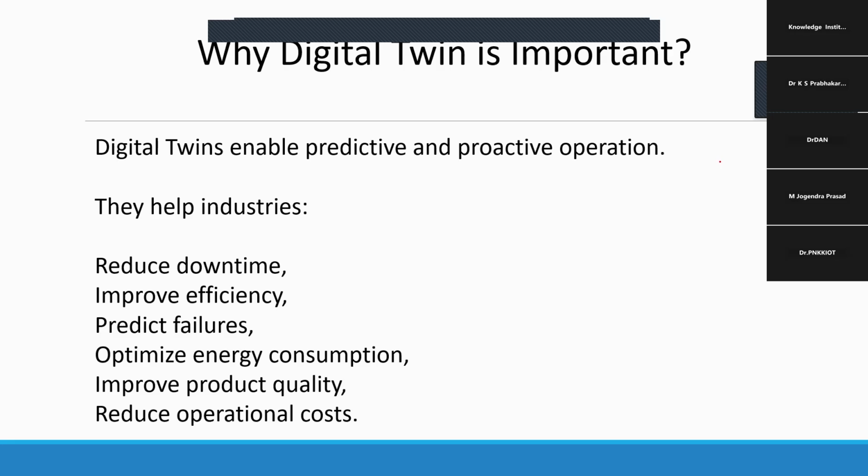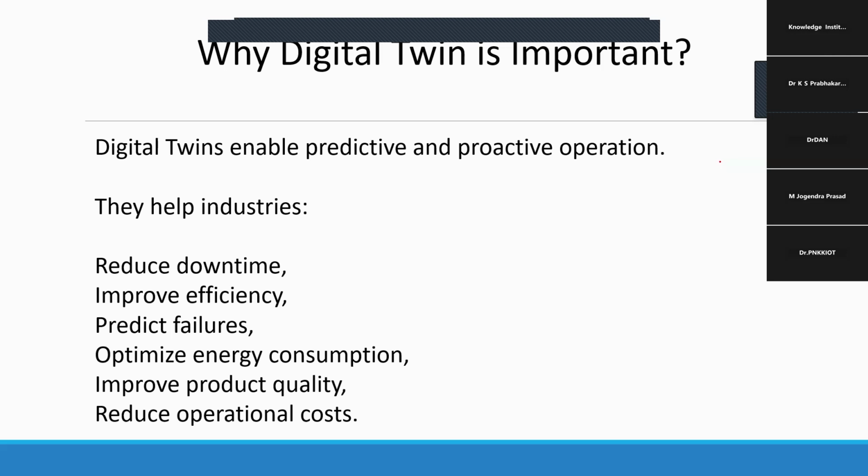The most important feature that distinguishes it from the traditional model is basically continuous synchronization. That is the main feature it has. Also, the physical asset has certain challenges, so we will see that in a later part. Basically, it has the capability to transform the reactive approach to a predictive or proactive approach. That is why the digital twin is important.